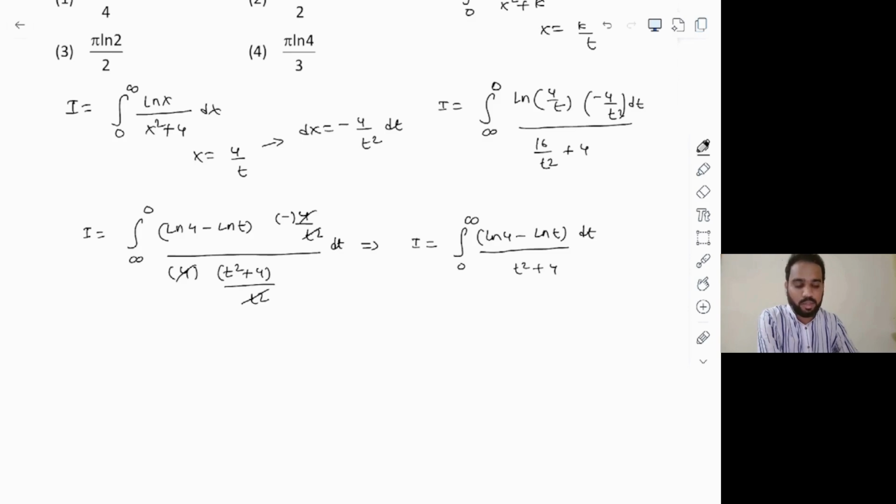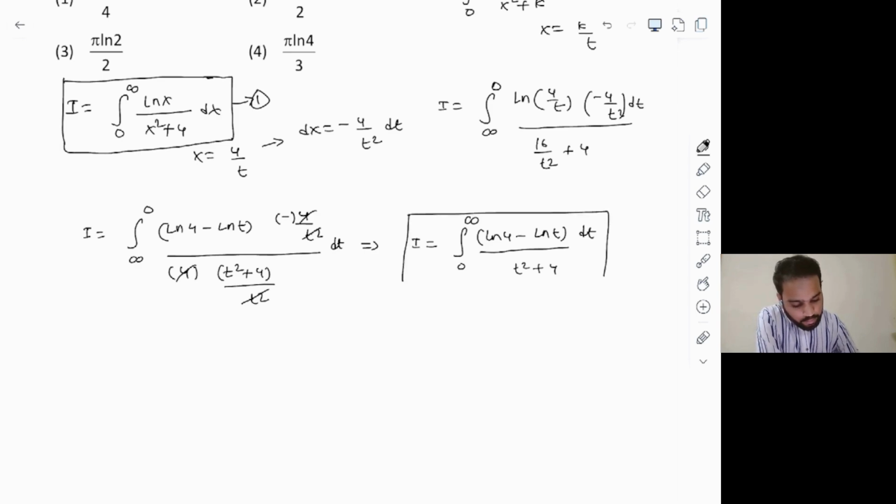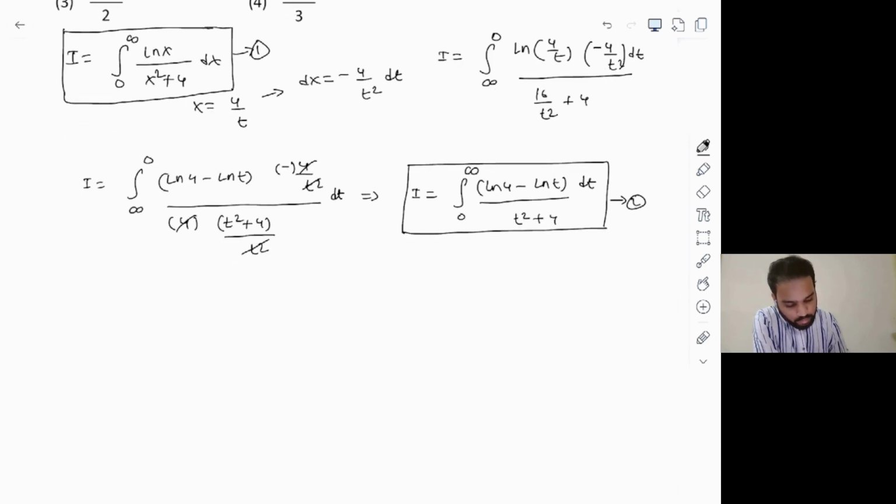Okay, so this is a huge advantage here because if you take the given question itself as equation number 1, and let's take this as equation number 2 here. Try to add both of them, or else you can split this integration also. Either way, anything is fine actually. If you write this as integral 0 to infinity ln 4 divided by t square plus 4, minus integral 0 to infinity, the second term after splitting, ln t divided by t square plus 4 dt.